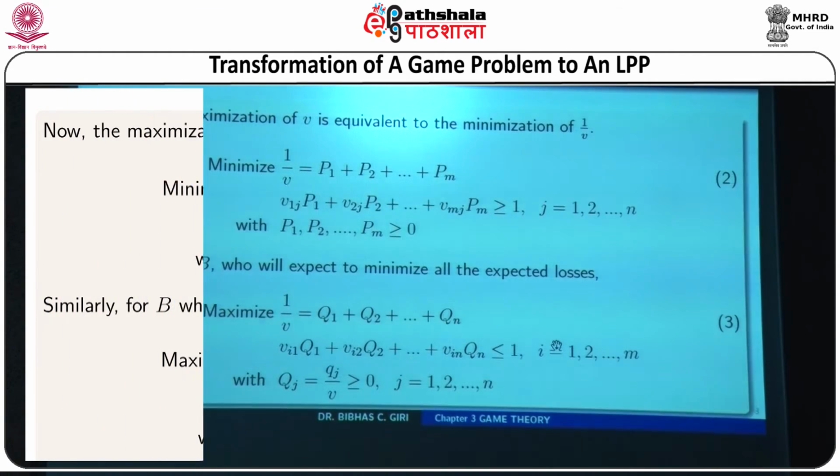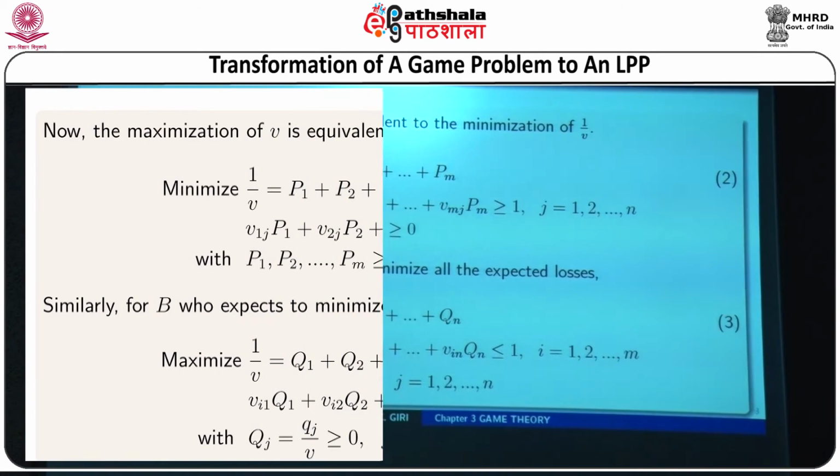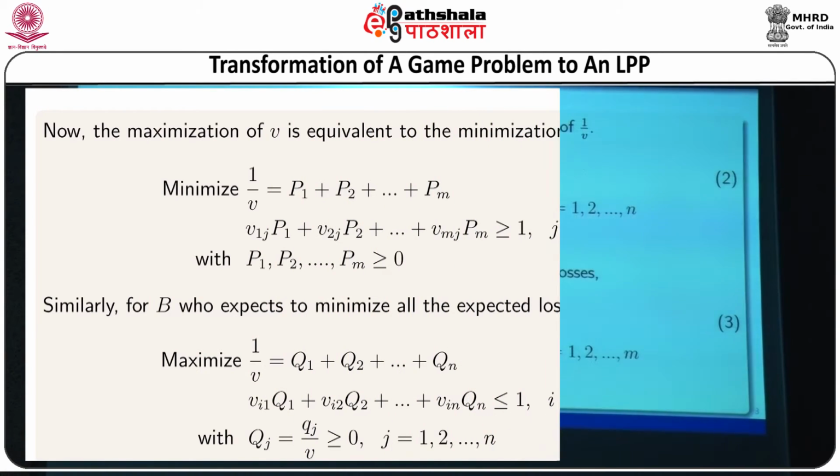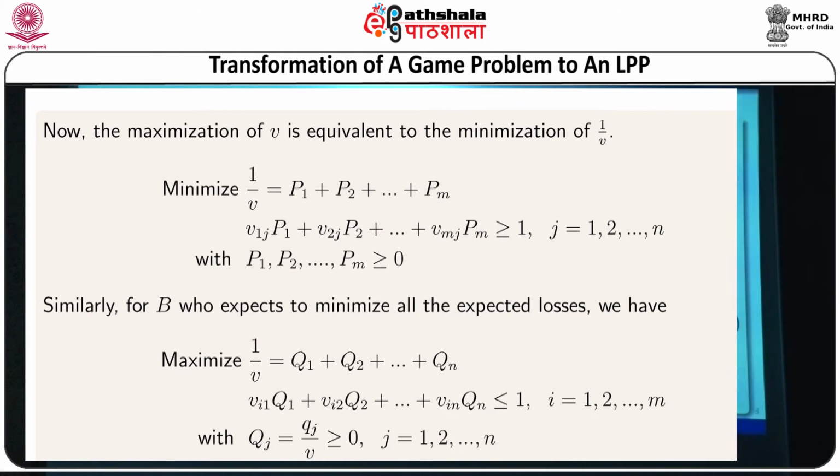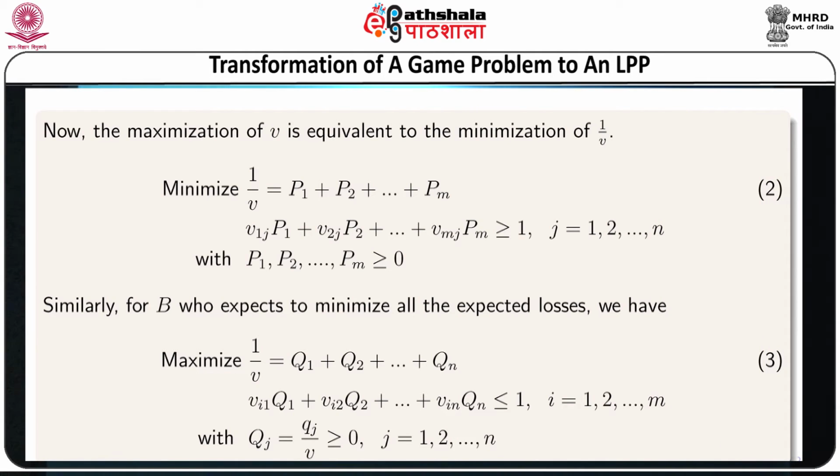Now, the maximization of V is equivalent to minimization of 1 by V. Therefore, we can write: minimize 1 by V equal to P1 plus P2 plus dot dot dot Pm, subject to V1j P1 plus V2j P2 plus dot dot dot plus Vmj Pm greater than or equal to 1 for j equal to 1 up to n, with P1, P2, dot dot dot Pm all greater than or equal to 0.